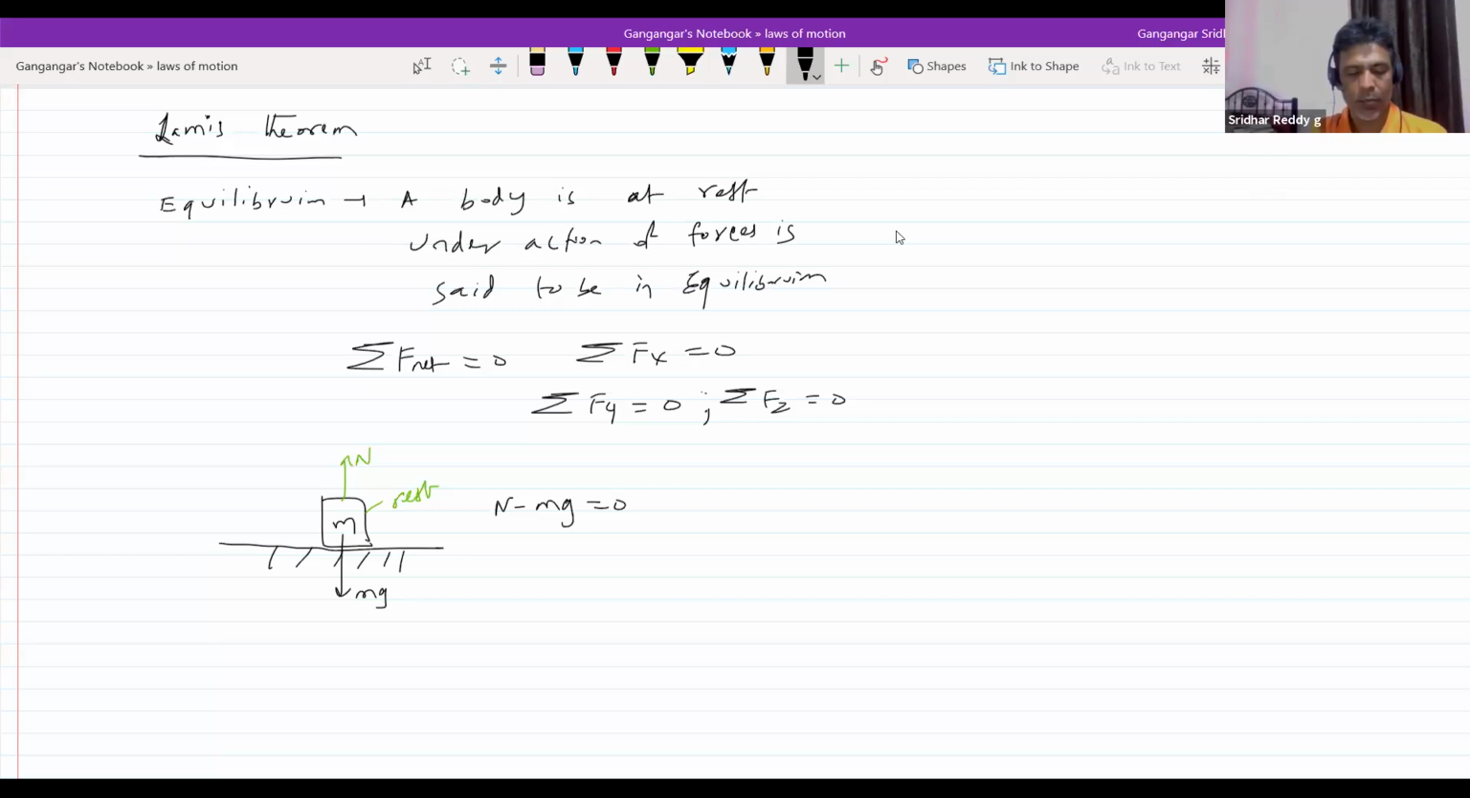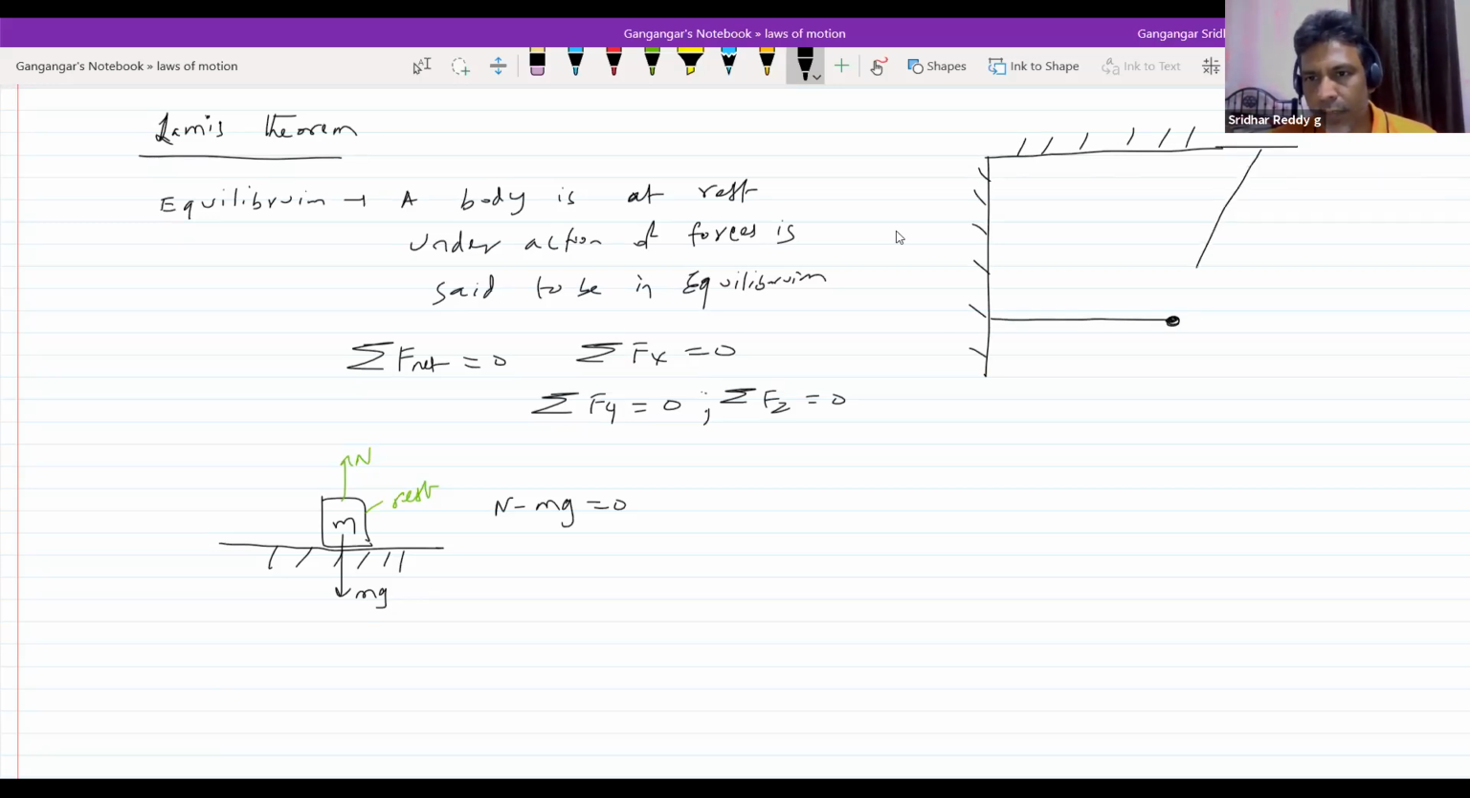I'll just gather some problems, some good problems based on Lami's theorem. First we'll work out a few, then we'll go for the other things. Okay, first we'll start with this. Today it's just an introduction. From tomorrow, we can work out many different numericals.